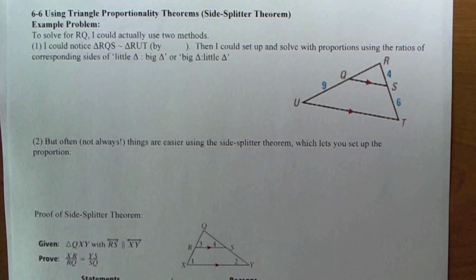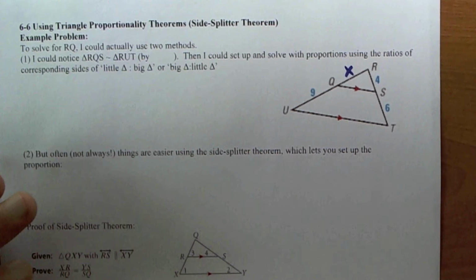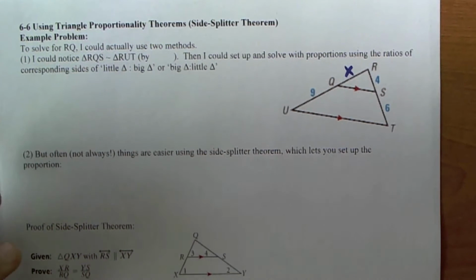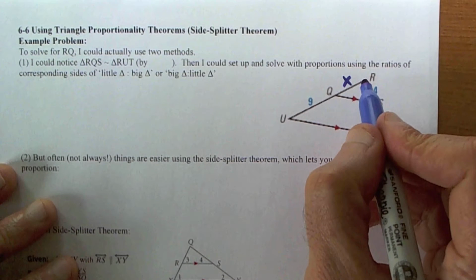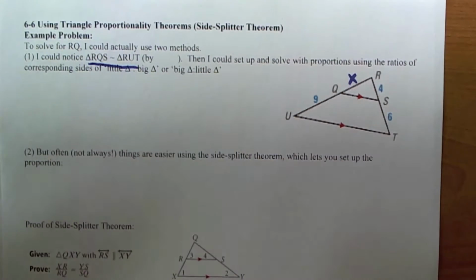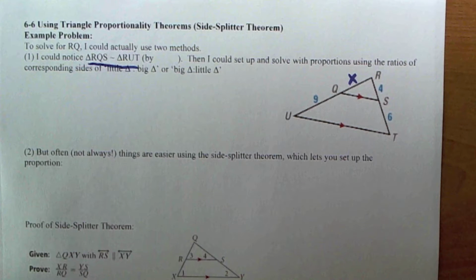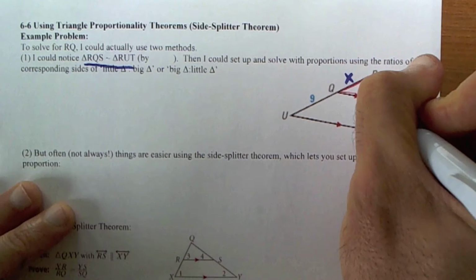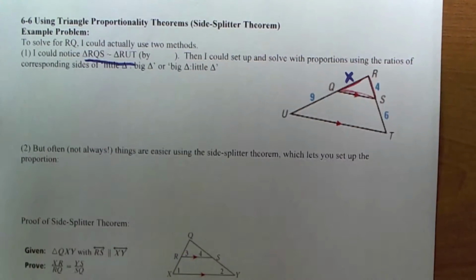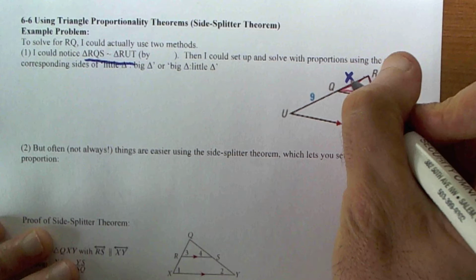First off, let's say I want to solve for this length here, RQ. Let's call this X. I could actually use two methods, okay? So first off, notice that this triangle RQS is similar to this triangle RUT. So RQS, this red triangle here, is actually similar to this black triangle here.